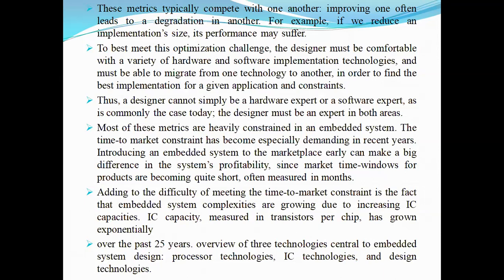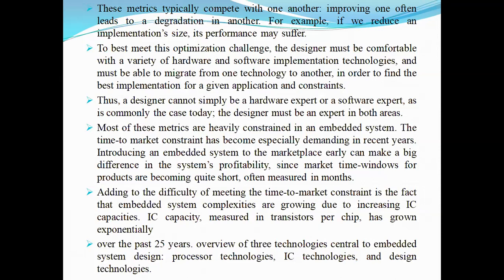The next one is that the design metrics are heavily constrained in an embedded system. Time to market will be a major role. The next one is the difficulty of meeting the market time window constraint. In fact, embedded system complexities are growing due to increasing IC capacity, measured in transistors per chip. So in optimizing technology, we are going to concentrate on IC technology, processor technology, and design technology.